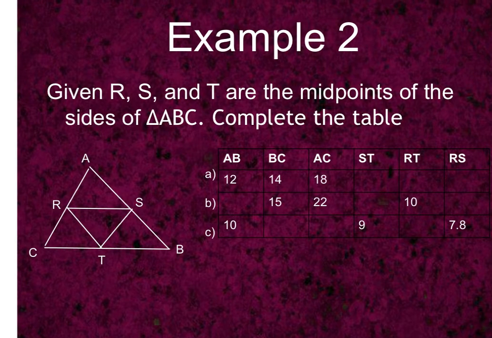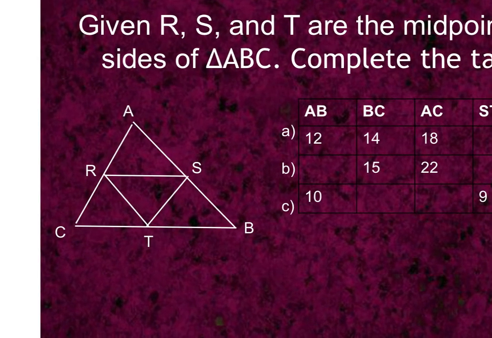Example 2. So we're given R, S, and T are the midpoints of the sides AB, BC, and AC. Complete the table. Well, first, let's fill in some stuff. What's CR going to be equal to? AR, very good. What about AS? BS. Yep, BS. What about TB? CT.